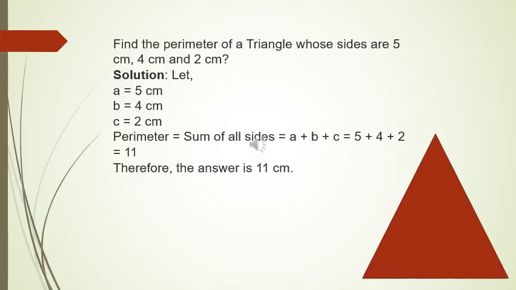A small example to find the perimeter of a triangle. Why am I revising this topic? Because in finding the area by Heron's formula, you will require the semi-perimeter. So for finding the semi-perimeter, first you have to find the perimeter of the triangle. Here is a small example where the sides are given as 5 centimeters, 4 centimeters and 2 centimeters and you have to find its perimeter. Simply add the three sides: 5 plus 4 plus 2. The answer is 11 centimeters.